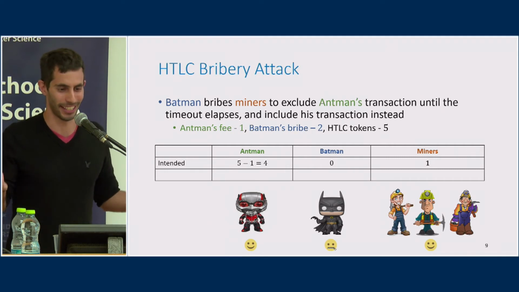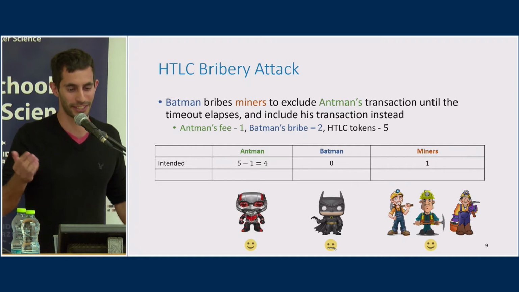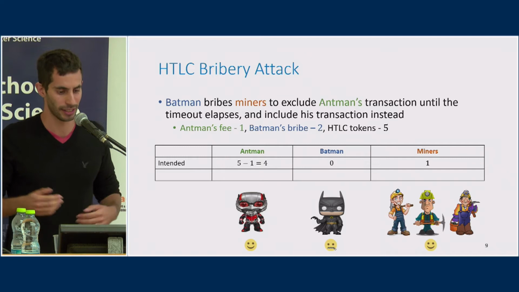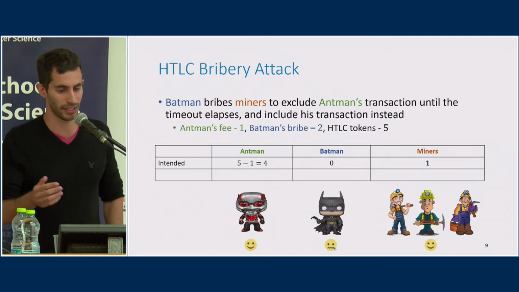We have an option for attack. The attack is really simple. Batman can bribe the miners to exclude Ant-Man's transaction until the timeout elapses, and then take his transaction instead. As a toy example, consider that Ant-Man's transaction offers a single token as fees.